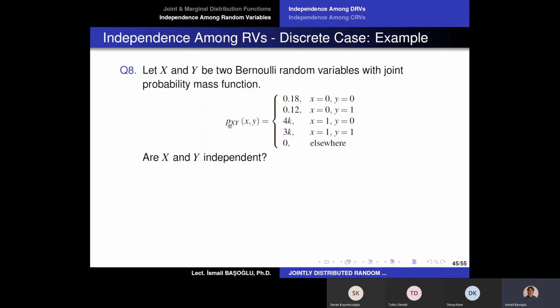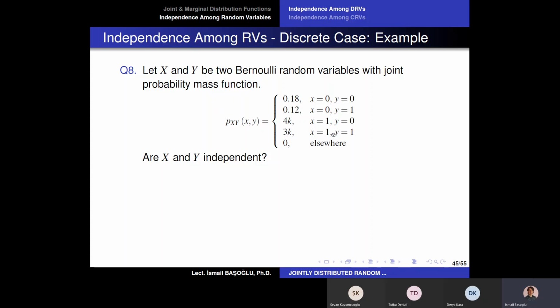So we have a joint probability mass function here that belongs to X and Y random variables. As you can see, there are 4 different cases. Both X and Y can be equal to 0. X can be equal to 0 and Y can be equal to 1. X can be equal to 1 and Y can be equal to 0. And both of them can be equal to 1.